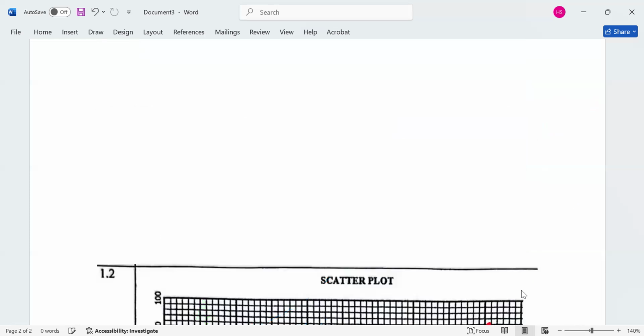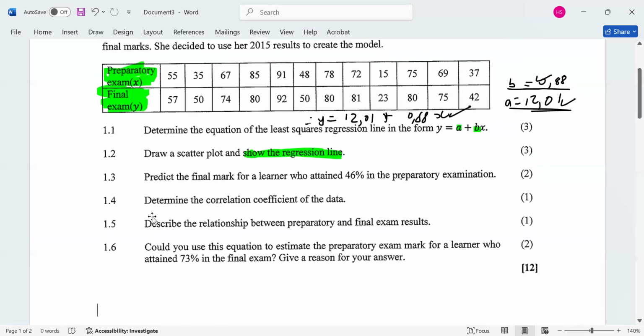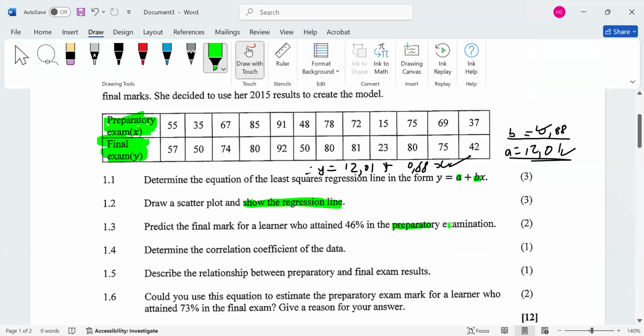We're good, Musna? Okay. Predict the final mark for Elena, who obtained 46 in the preparatory examination. If Elena got 46 in the preparatory examination, can you predict? y equals 12,01 plus 0,88 multiplied by our x, which is going to be 46. They gave us x, no? And then, what did we get for this one if we type this?